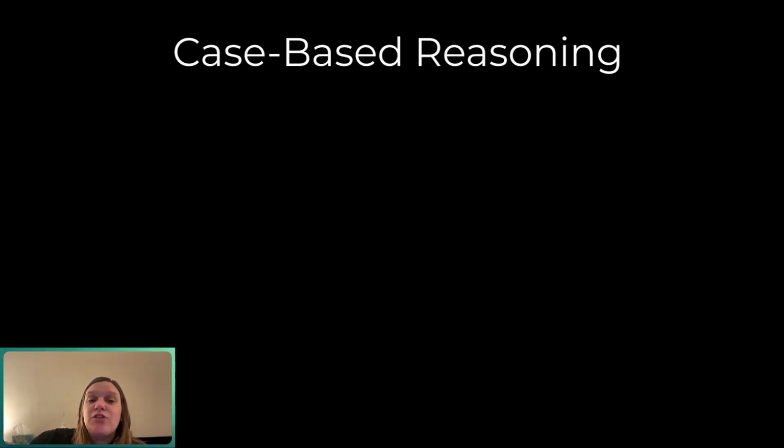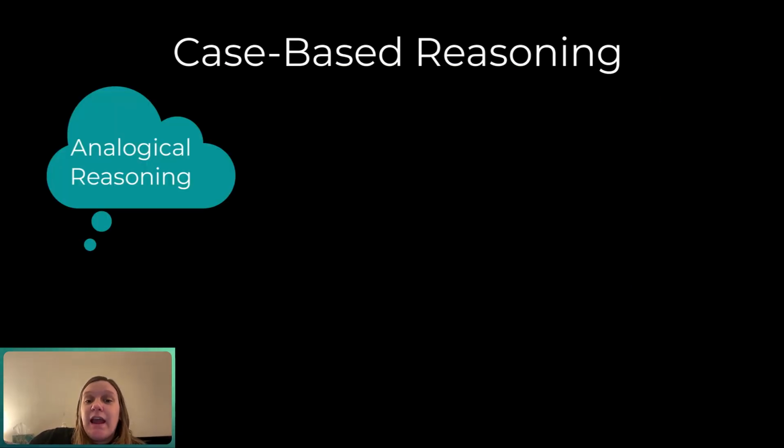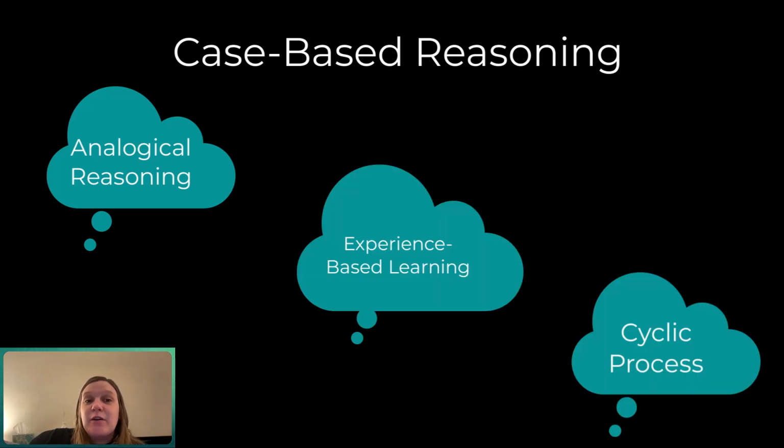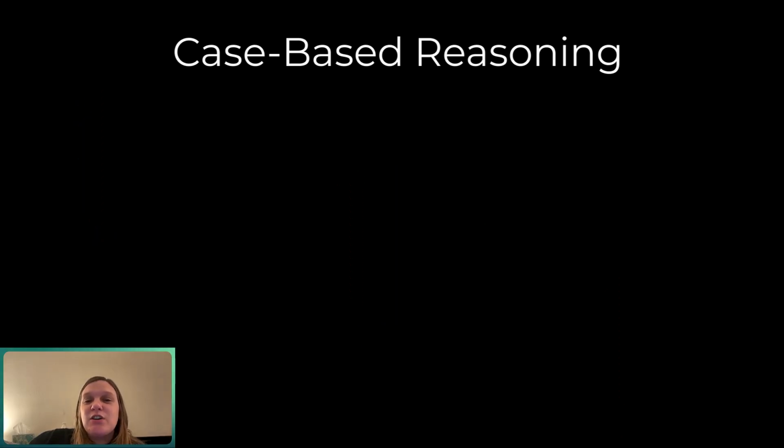Case-based reasoning operates on three key principles: analogical reasoning, experience-based learning, and cyclic process. Analogical reasoning is when you try to solve new problems by adapting solutions from past cases. Experience-based learning is when decisions are informed by what has worked or not worked before. The cyclic process in case-based reasoning follows a cycle of retrieving, reusing, revising, and retaining knowledge.